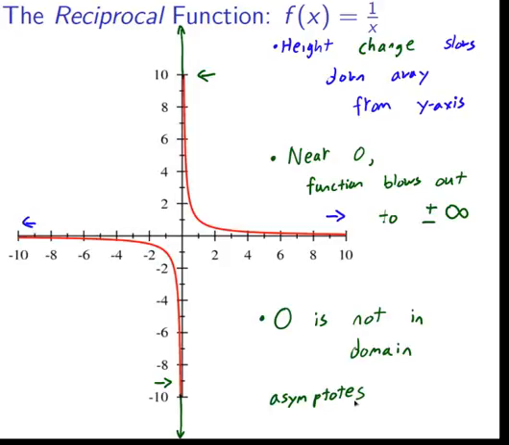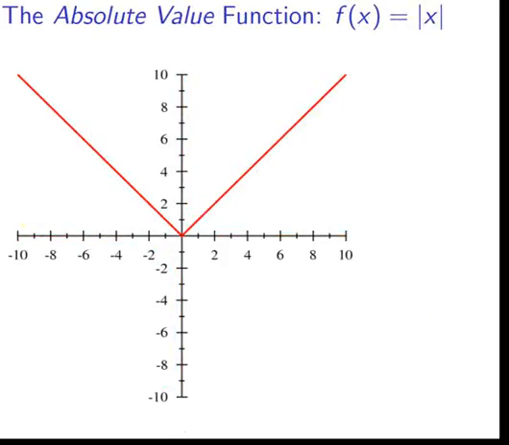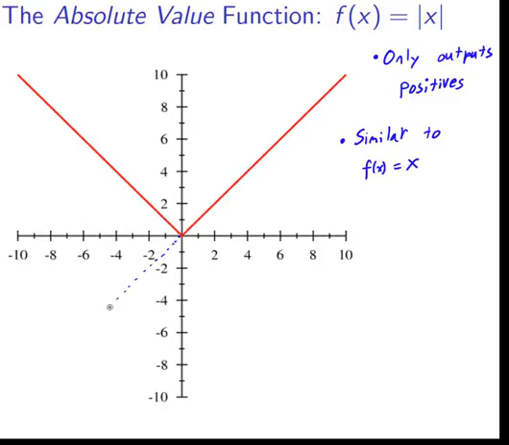All right, next one, absolute value function. For this one, it only outputs positives. Why? Because absolute value only spits out positive numbers. If you put in -3, it becomes +3. You put in +3, it becomes +3. Whatever you put in is stripped of negative numbers. It has to come out as a positive number. Notice that it's also kind of similar to f of x equals x. When we've got that normal f of x equals x, it would keep going like this.